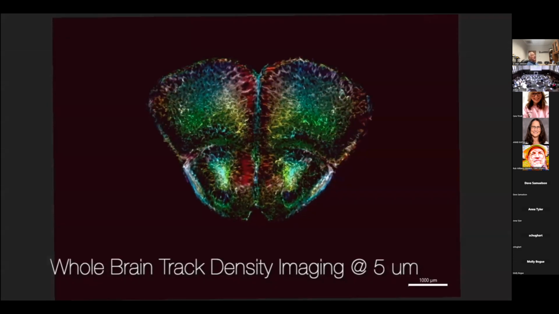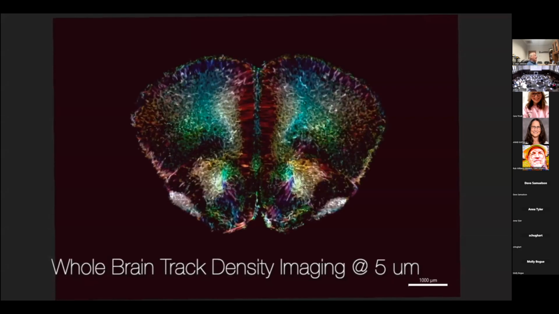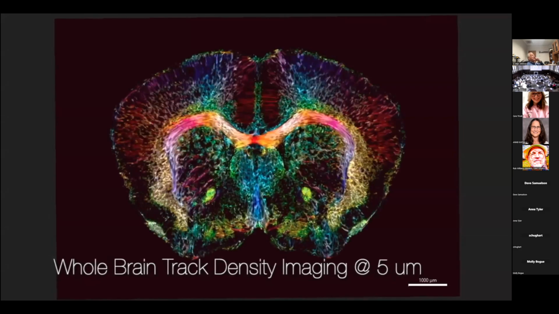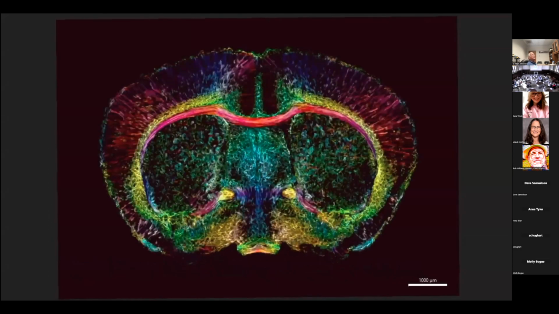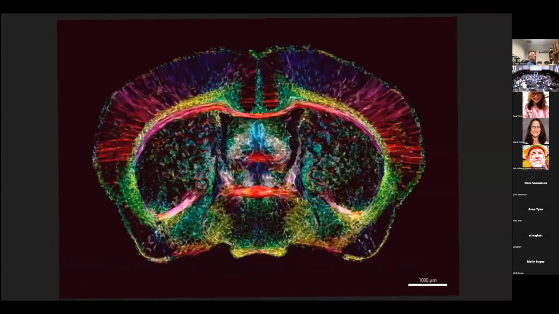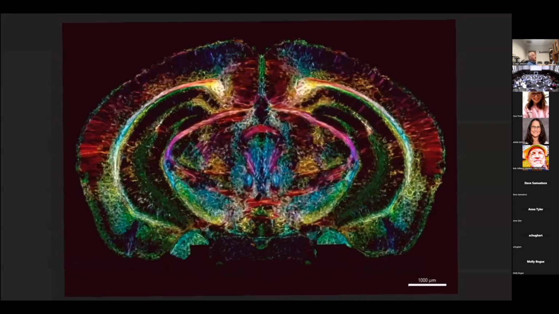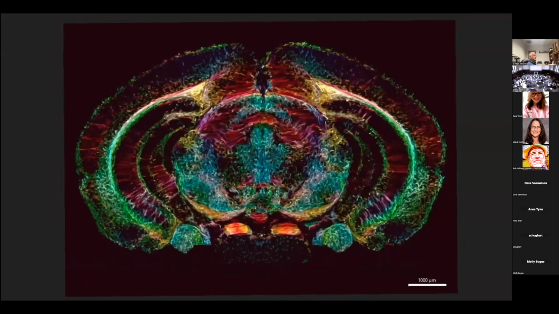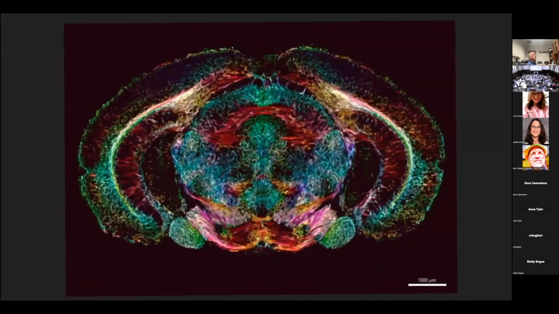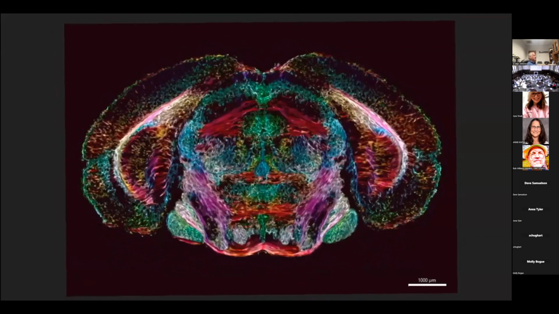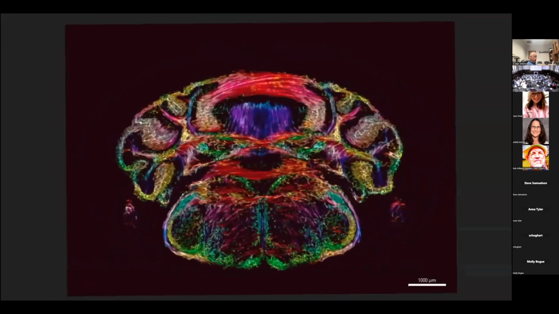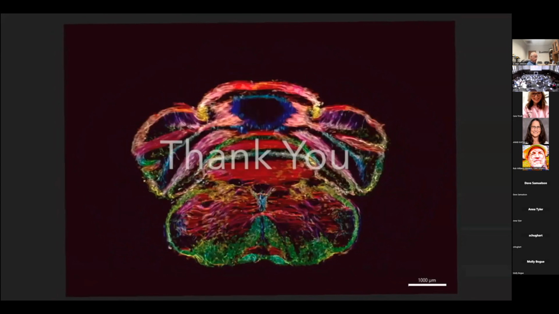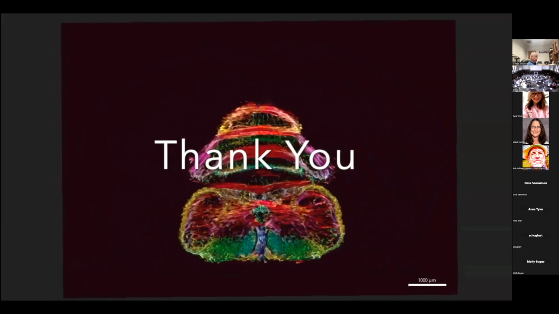I'll leave you with a little eye candy. This is a tractography image done at 5 microns through the whole brain, where the color is indicating the direction of the projection, and the intensity is how strong the connectivity is there. There's more data than we can digest here. There are about 2 billion pixels in this image, and I hope that blows your mind just a little bit.